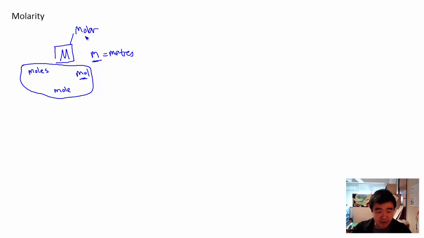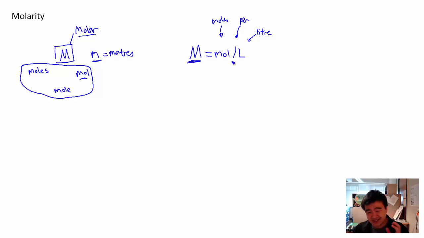Now, big M molar is actually representing a combination of units. Big M is equivalent to mol slash big L. So this is moles, and that's per, and this is per liter. Big M is essentially the exact same thing as saying moles per liter.